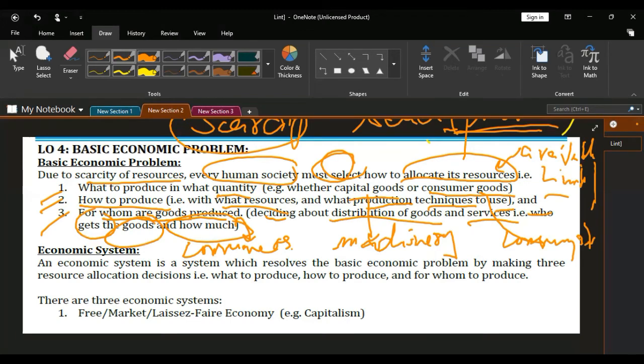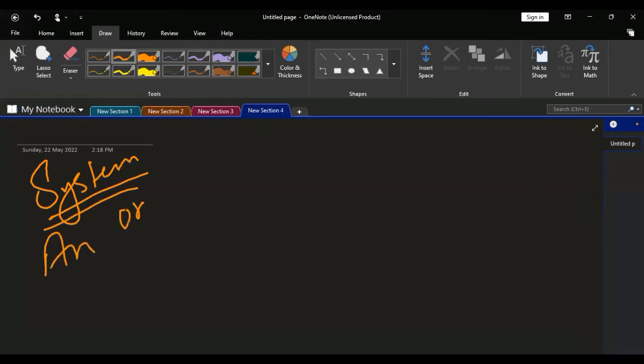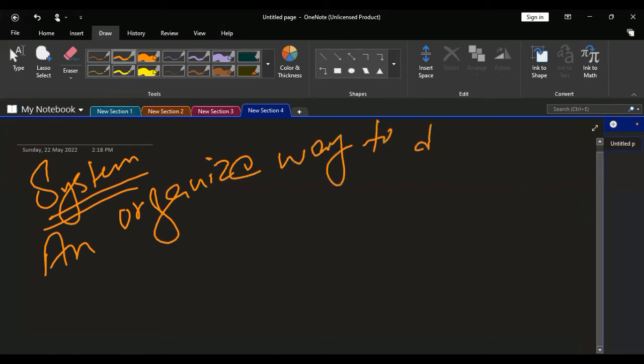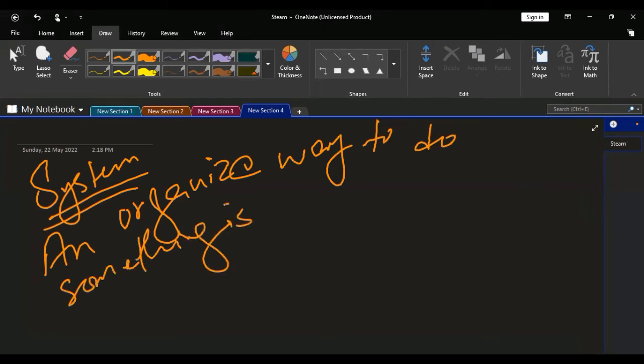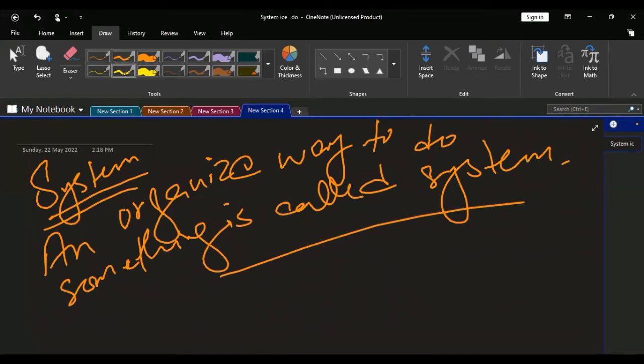Now move to the economic systems. What is a system? A system is an organized way to do something. What does it mean? Any activity that is well planned and well organized, or any procedure or activity that is processed under certain rules and principles, is called a system.